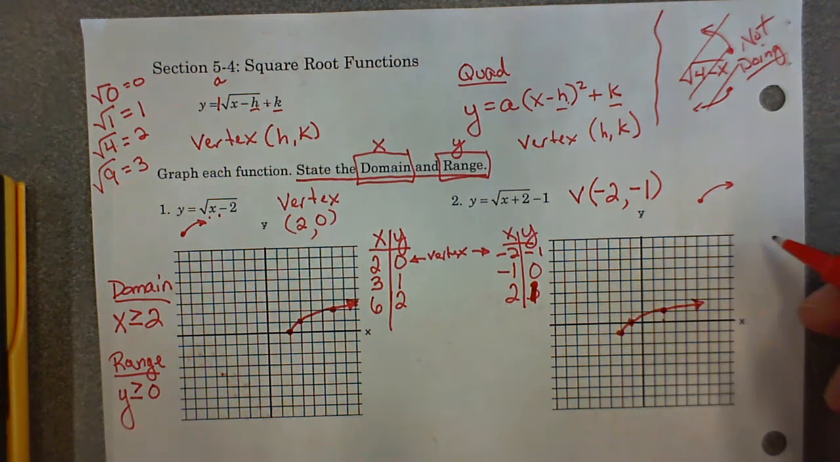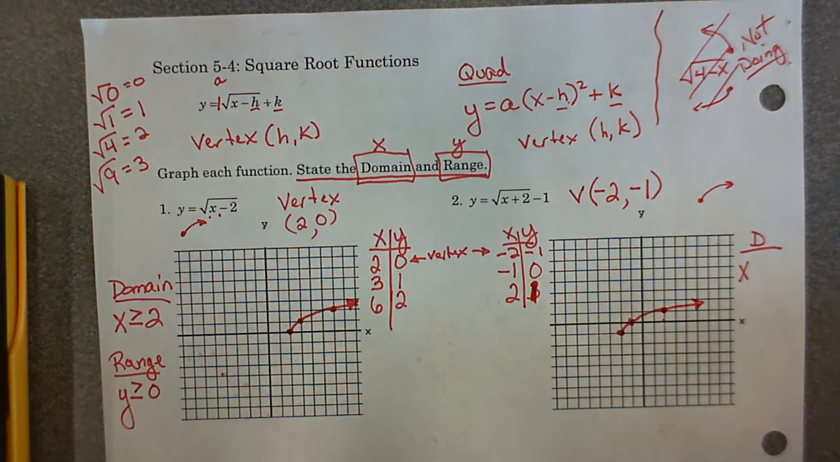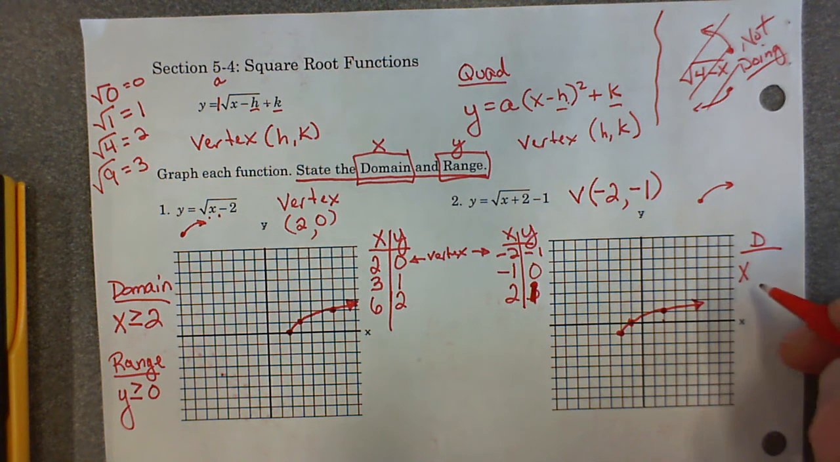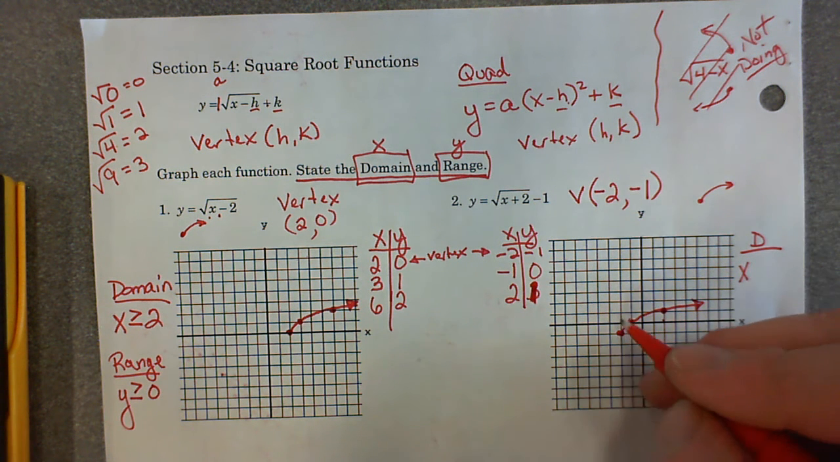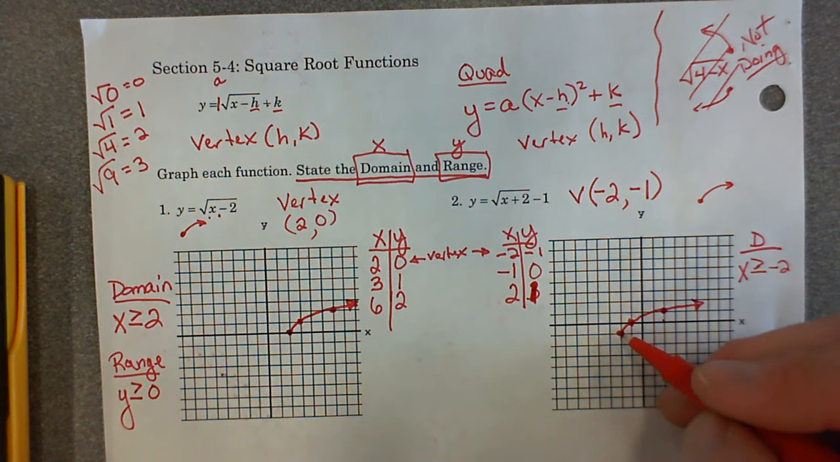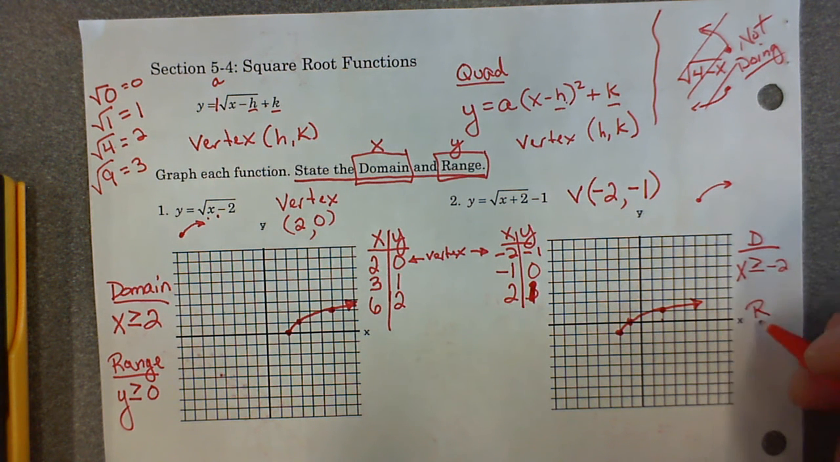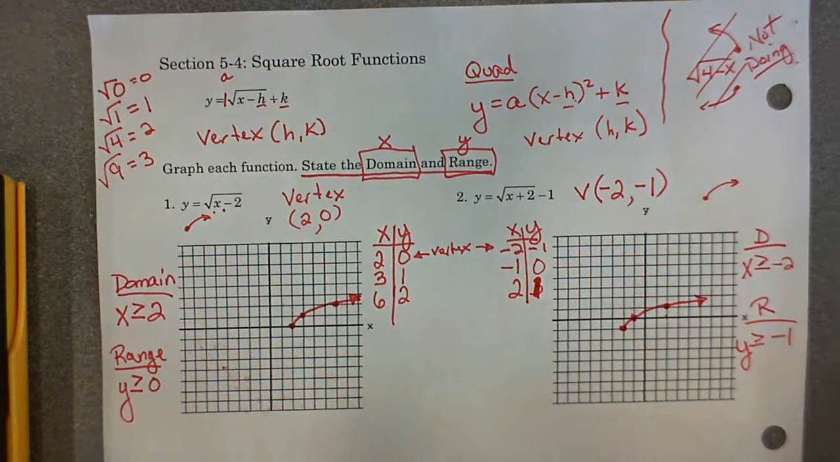Okay? Now I need my domain. My domain is my possible x values. So x, looks like x starts at -2 and is getting larger. Your y values, looks like the smallest value of y is -1 and it's getting bigger from there. So your range, y, is greater than or equal to -1.